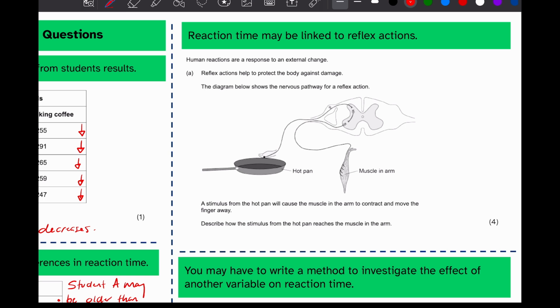What they've done here is they have linked this topic of reaction time to reflex actions, and that's because that's what it is in the specification. That's where it comes in. It comes under the nervous system. So we're given this diagram, a really common diagram that the exam board used to show the nervous system.